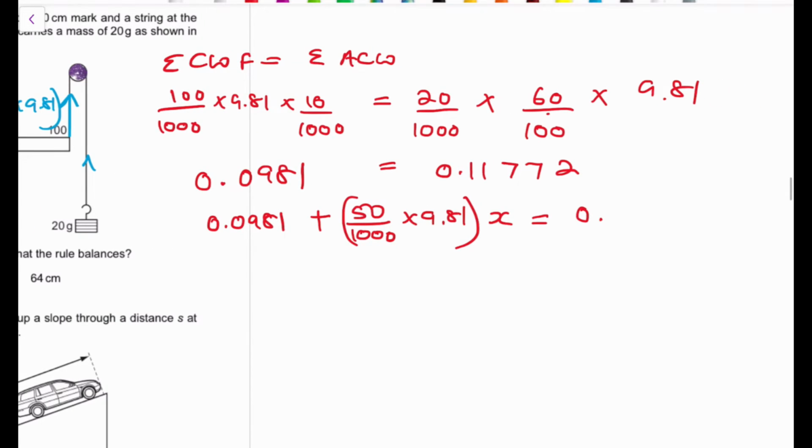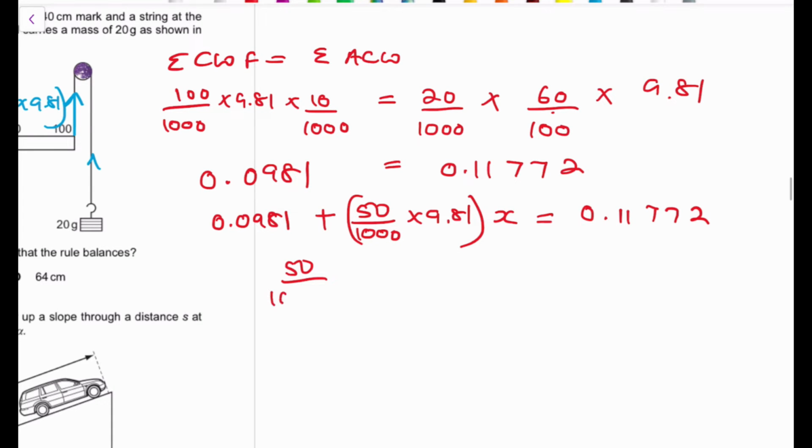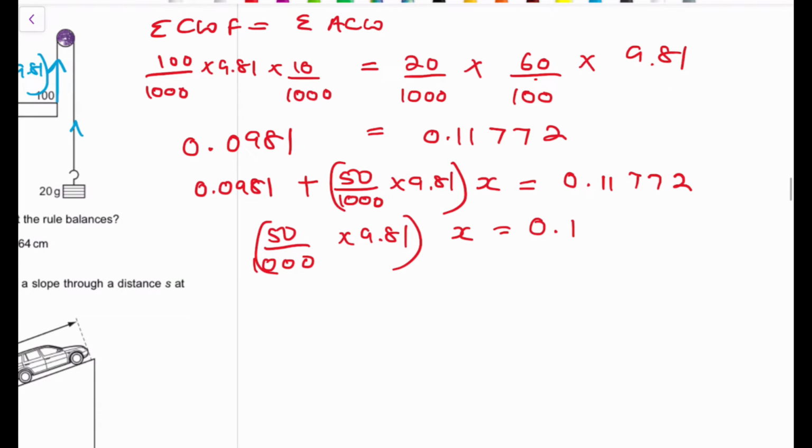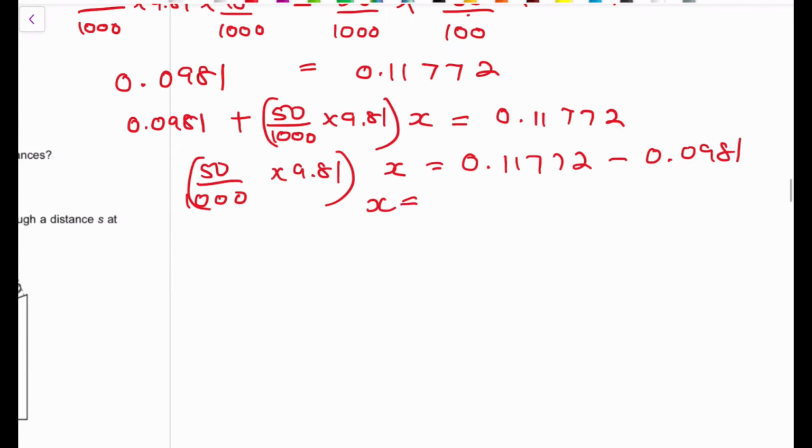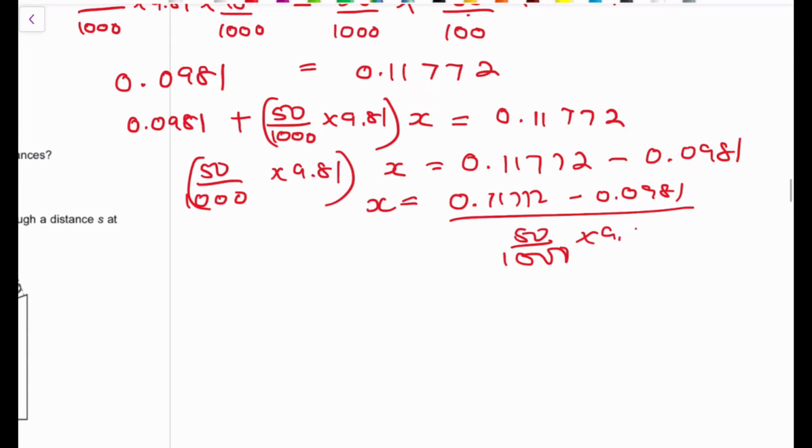And this will be equal to 0.11772. Okay, so we have 50 over 1000 times 9.81 multiplied by x. Now this should be equal to 0.11772 minus 0.0981. Okay, so the value of x is just going to be that whole answer, 0.11772 minus 0.0981 divided by 50 over 1000 times 9.81.